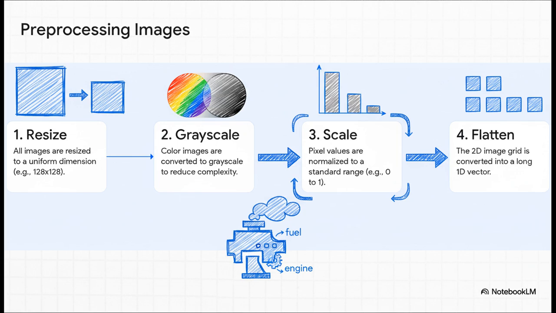So this brings us to our full image pre-processing pipeline. It's a 4-step recipe. First, we resize all the images so they're the same size. Second, we convert them to grayscale. Third, we scale the pixel brightness values so they're all neatly between 0 and 1. And finally, we take that 2D grid of pixels and we flatten it into one long, single line of numbers. Now, our fuel is finally ready for the engine.